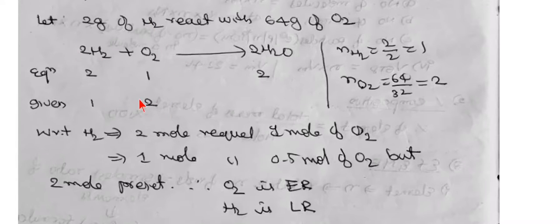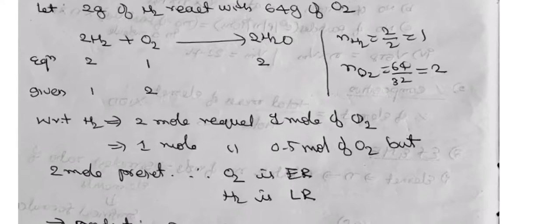How much excess is there? 0.5 moles reacted, which means 1.5 moles of excess will be present. And how many moles will be given? 2 moles giving 2 moles means 1 mole will give 1 mole, 18 grams will be given.